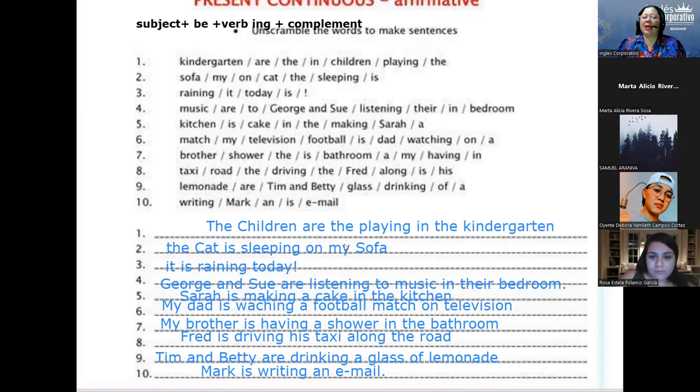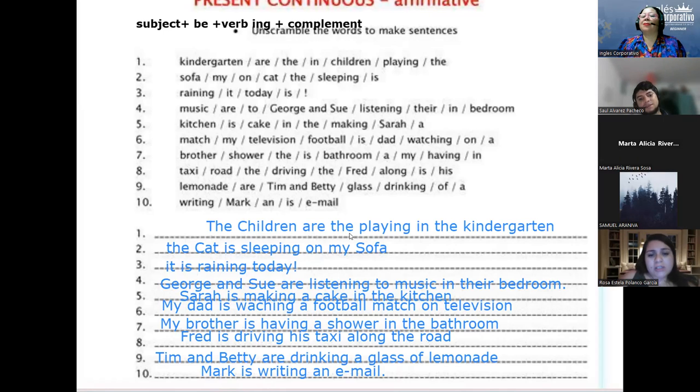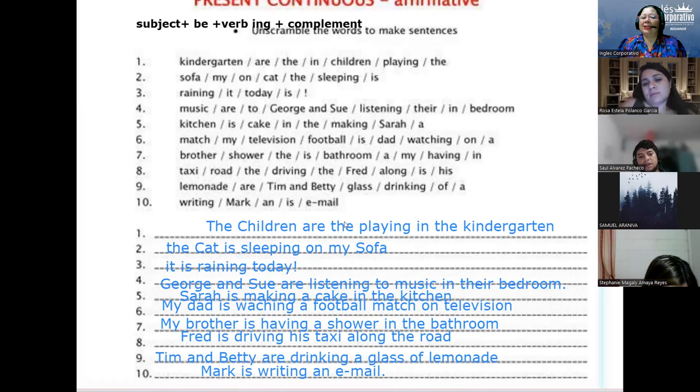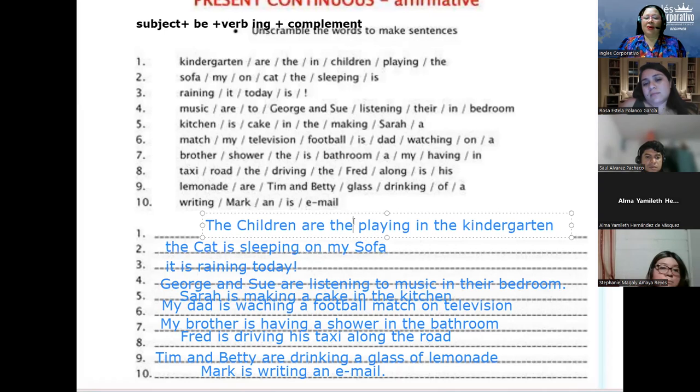No questions? Okay. Y si quiero decir lo contrario, que no están jugando, ¿cómo diríamos? La número uno, number one. Aquí está mal este da, ¿ok? Este da no existe. A ver, lo voy a corregir acá yo, ¿ok? Acordémonos que después del verbo be va el ing. No llevamos nada en medio de esos dos, ¿verdad?